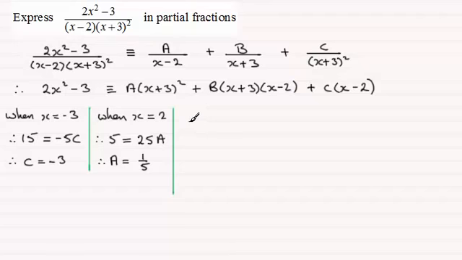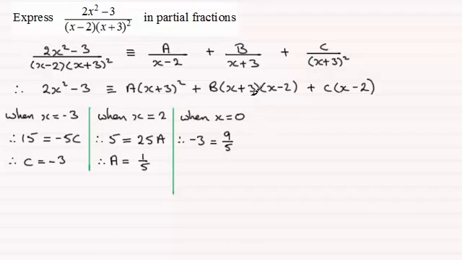I'll show you both methods. Choosing a value of x, you can choose any value you like other than minus 3 and 2, but I'm going to go for 0. So when x equals 0, we get minus 3 on the left, so minus 3 equals 0 in here gives us 3 squared, which is 9, so we're going to get 9 times a. 9 times 1/5 is going to be 9/5. So we've got 9/5 there.